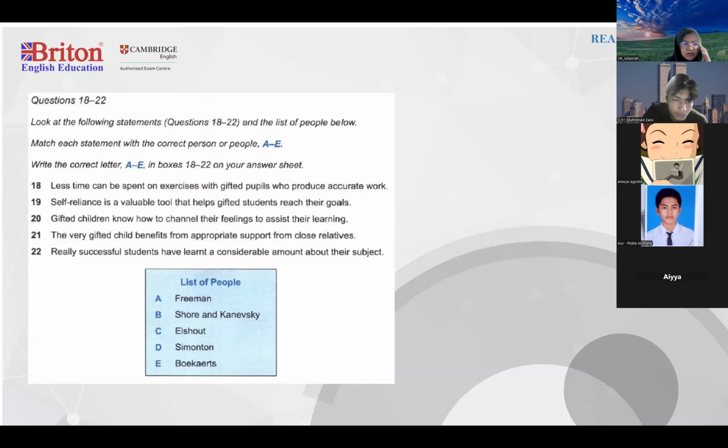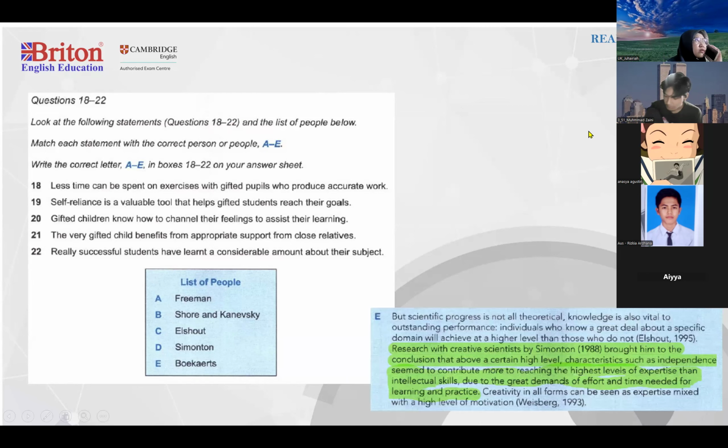So which one is in line with that, Fauzan? Is it 19 or 20? 19, sir. Self-reliance is valuable until goals. All right, let's check. So remember, that's the part, yeah? Above a certain characteristic, independence. Yeah, independence. What's the synonym of independence, guys? Kemandirian. Ya, mandiri. Independence is a synonym of self-reliance. Okay, so therefore, it's in line with 19.